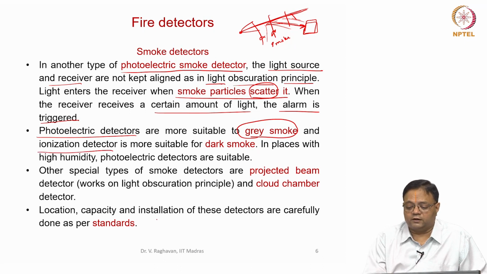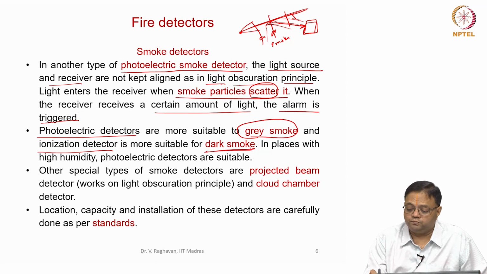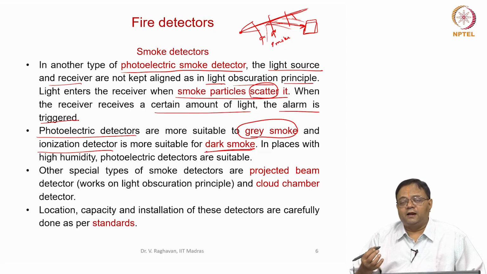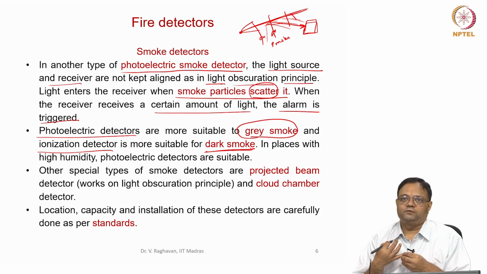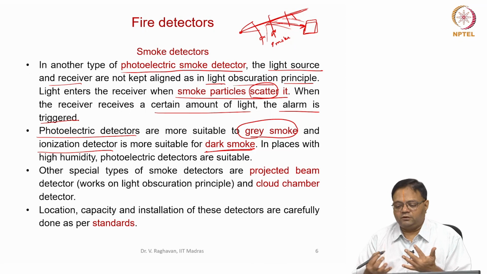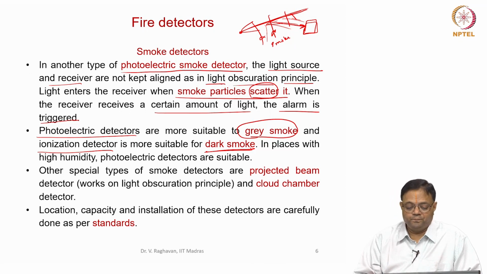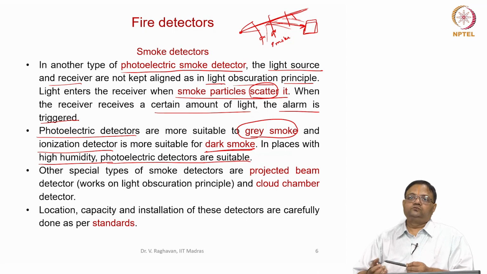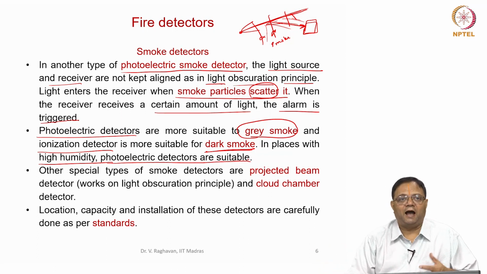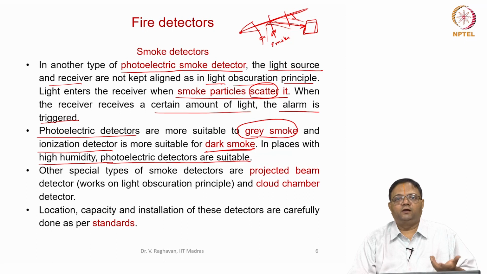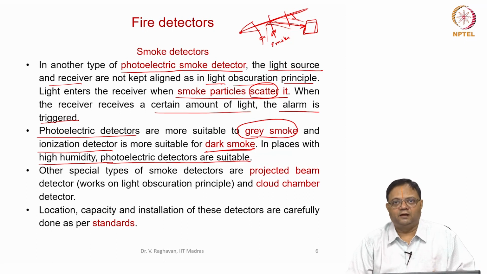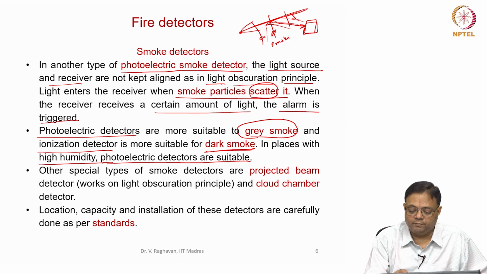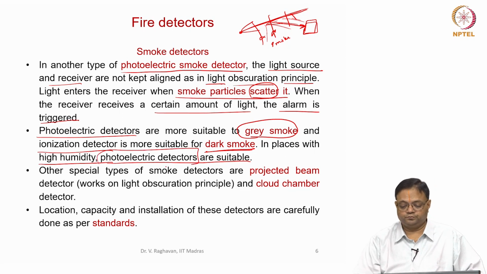Ionization smoke detector will be more suitable for the dark smoke, because the decrease in the current requires more amount of soot particles to be present. So based upon this we can use this. And in the places where high humidity is present, photoelectric detectors are suitable. For example, in the regions where the air has high humidity, say tropical regions like Chennai etc., photoelectric based detectors can be more suitable.